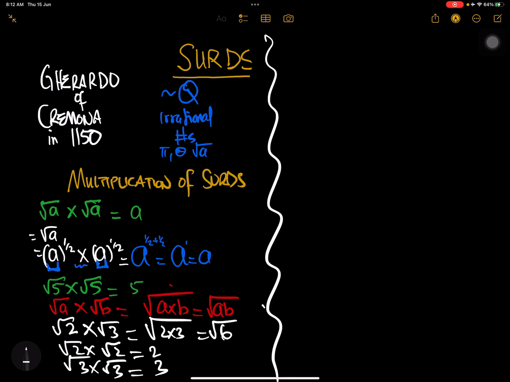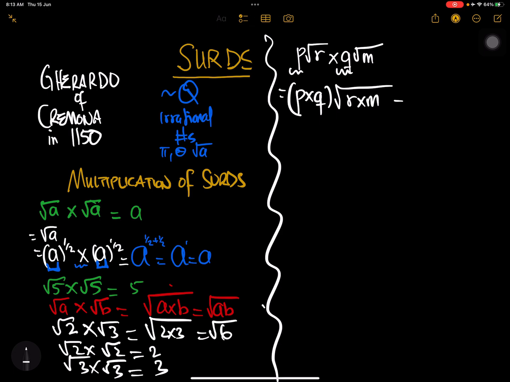Let's say we have p square root of r times q square root of, let's say, m. We're saying that we're going to have what? We can multiply this and this. We're going to get p times q in parentheses, and then we draw the square root to multiply the r times the m. And that gives us pq square root of rm.